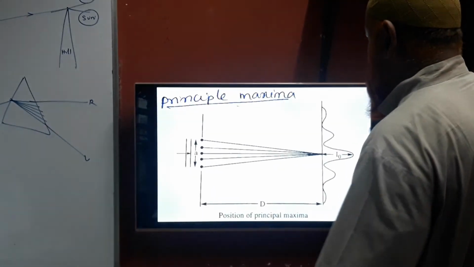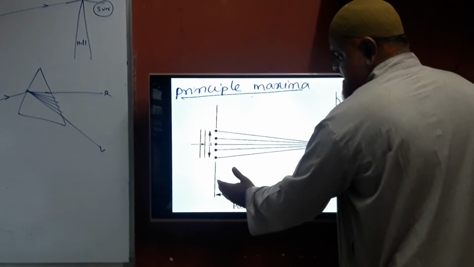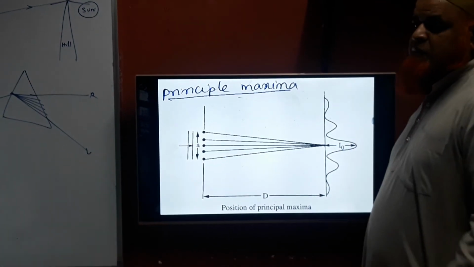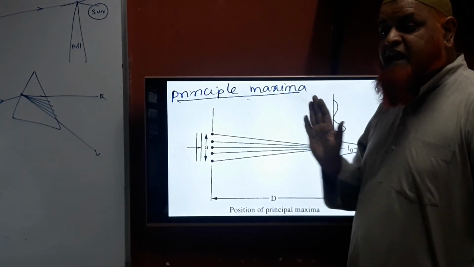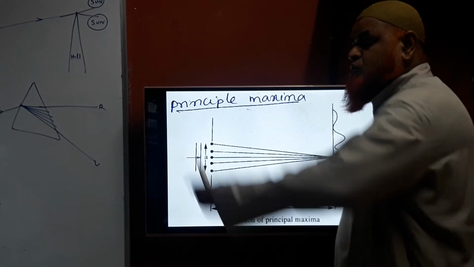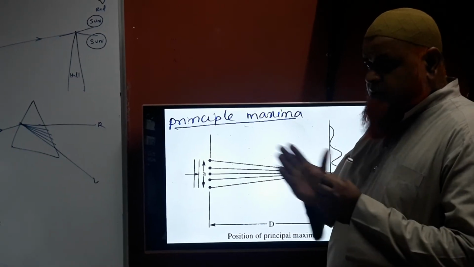Next, if you observe, this is the slit. This is a single slit experiment. From the source, wavefronts are coming. What type of wavefronts are you seeing here? These are called plane wavefronts. When the source is at infinity, you will get plane wavefronts.